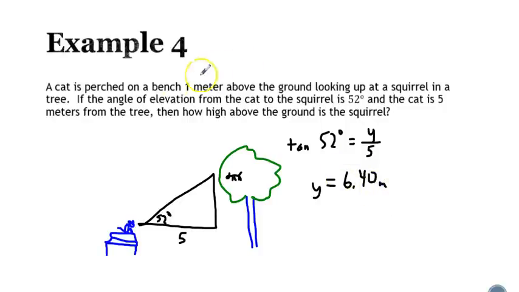But here's the trick. We didn't use this other fact over here, that the cat is 1 meter above the ground. Well, our triangle just found that the distance from the height of the squirrel to the height the cat was at was 6.4 meters, but there's another meter of height because of the bench and the height of the cat itself. So what we actually need to do is take that 1 meter starting point and add it to this 6.4 meters. So altogether, we're going to get a final answer of 7.4 meters. That would describe the height of the squirrel all the way above the ground.